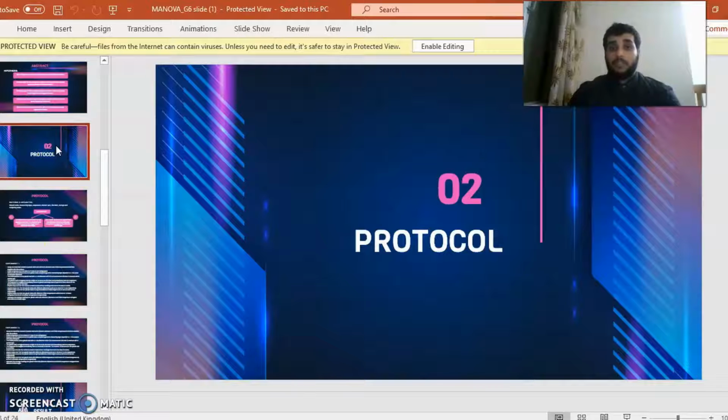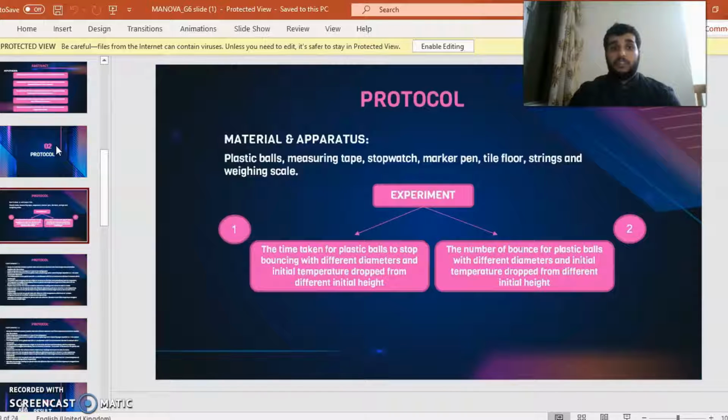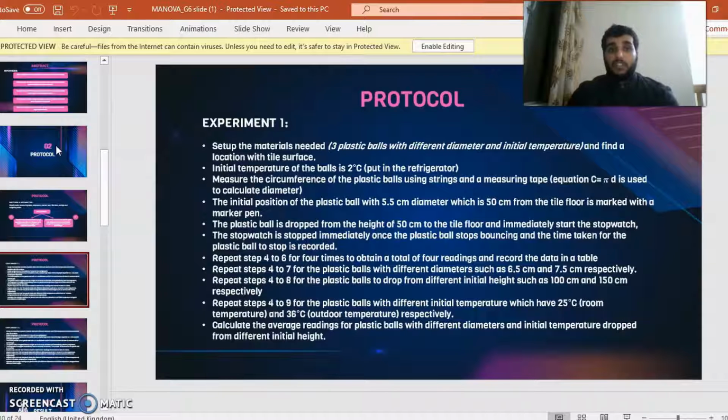I'm going to talk about the protocol of this experiment. First of all, the materials we use in this experiment: plastic ball, measuring tape, stopwatch, marker pen, tile floor, strings, and stop. The first experiment talks about the time taken for the plastic ball to stop bouncing with different diameter and different initial height. The second experiment talks about the number of bounces for the plastic ball with different diameter and different initial height. For the first experiment, we have to use three plastic balls with different diameter and initial temperature, and put them in the refrigerator to reduce the temperature.